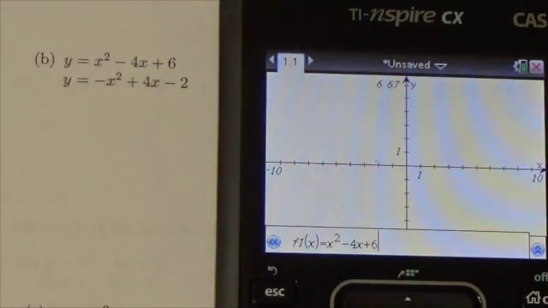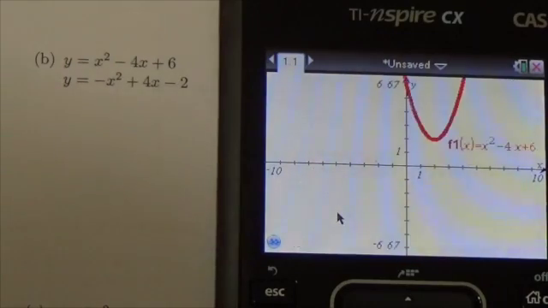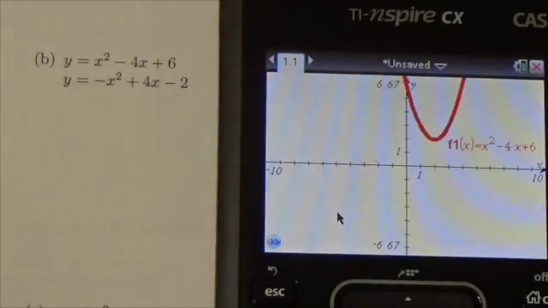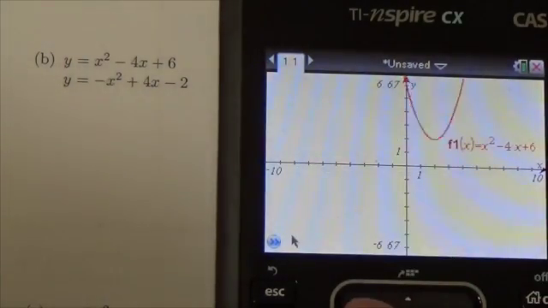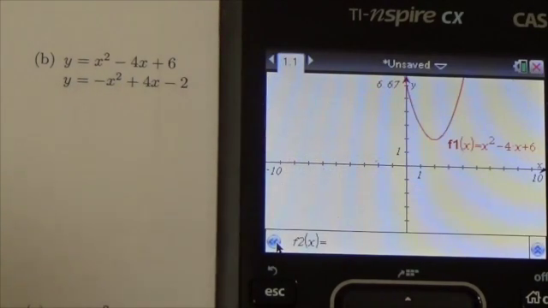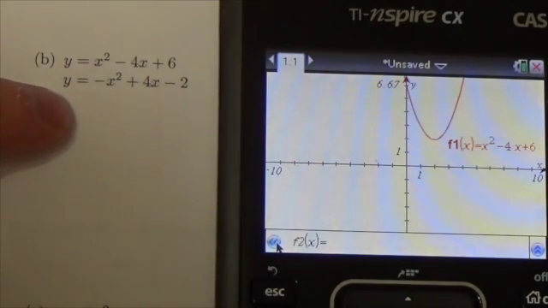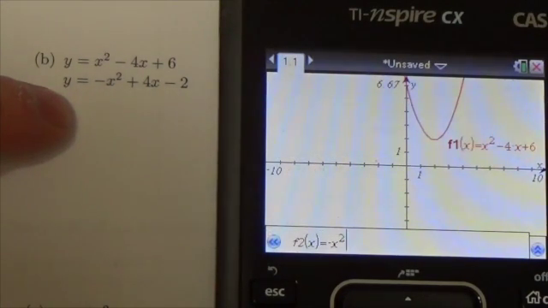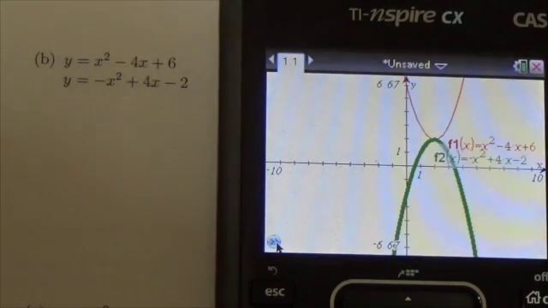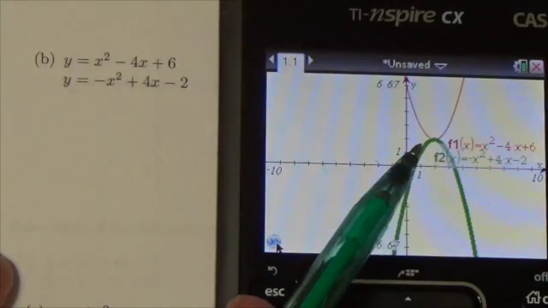Now, I've said this for a couple other questions, but once again, I am using the Inspire, but the method will be very similar if you're using the TI-83 or the 84. I press enter, and it immediately gives me my graph there. I need to enter the next one in, so you'd go back to y equals. This is going to be negative x squared plus 4x minus 2. Press enter.